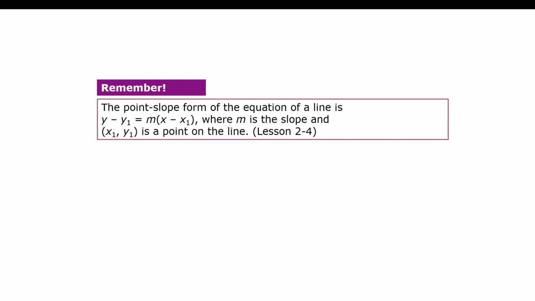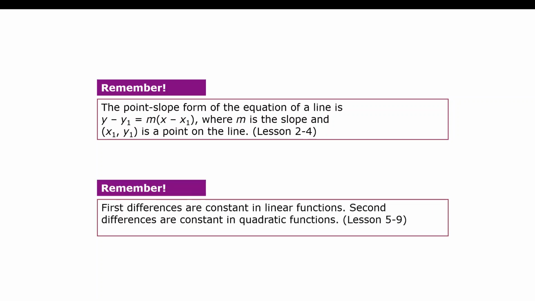All right, so remember, the point-slope form of an equation of a line is y minus y1 equals m times x minus x1, where m is the slope and x1, y1 is a point on the line. That equation will come in really handy for you. Also remember, first differences are constant in linear functions and second differences are constant in quadratic functions. Again, that's from lesson 5-6.